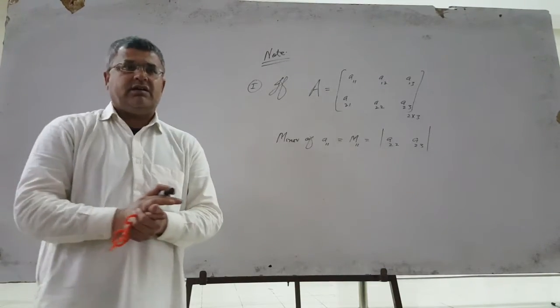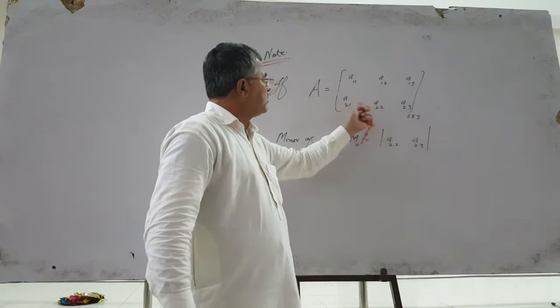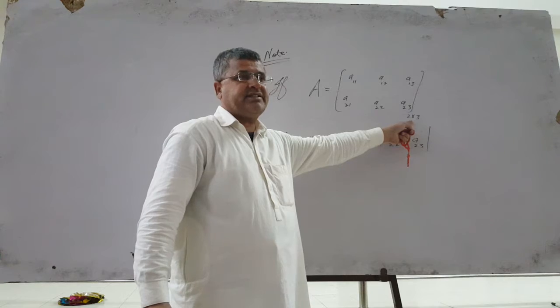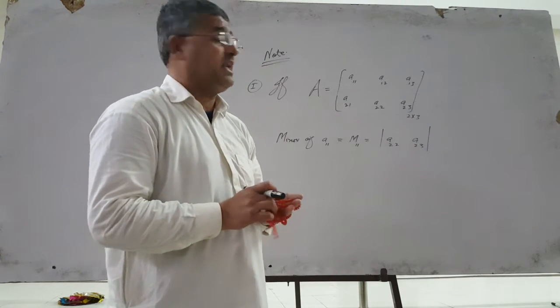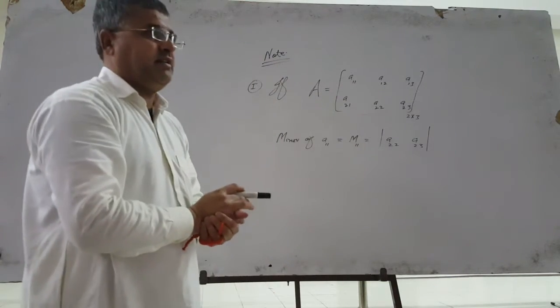Bismillahirrahmanirrahim. If the matrix A is a rectangular matrix, the number of rows in this matrix is 2 and the number of columns is equal to 3. So this matrix A is a rectangular matrix and we have to calculate the minor of each of the elements contained in the matrix A.